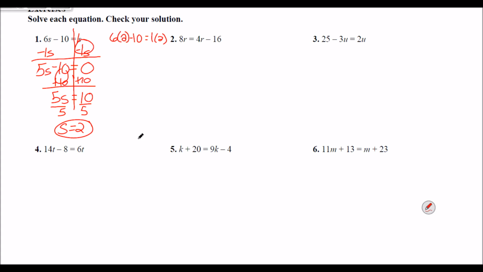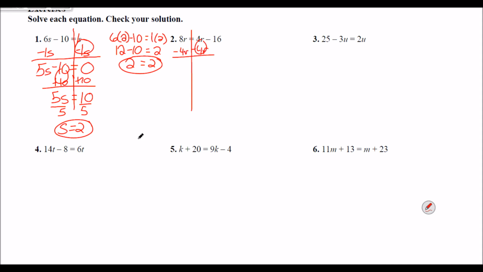So 6 times 2 is 12. 12 minus 10 becomes 2. And then on the right side, if I take 1 times 2, we get 2. And those two answers are the same, which tells us that our answer to number 1 is correct. Okay, here's number 2. I have an 8r and a 4r. Okay, 4r is smaller. In front of the 4r, we don't have anything, so we want to subtract.